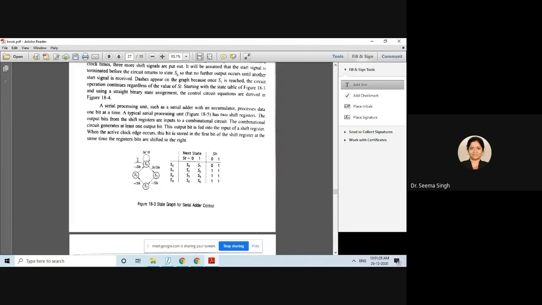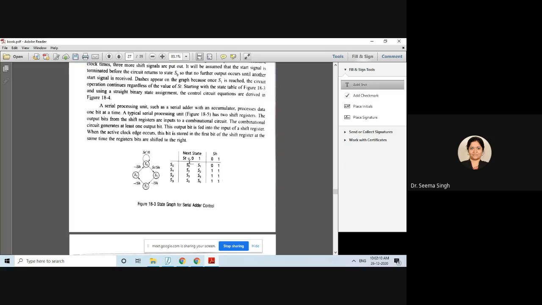So this state graph is only talking about the shifting operation. Adding and all is happening using a combinational circuit. We need not bother about that. But what is the role of the control circuit? The role of the control circuit is to control the sequential part of the circuit. Sequential part means it has to shift, it has to go to the next state, and all that is the operation of the control of the sequential machine. The combinational circuit, adding, will do its job, the D flip-flop will do its job. So this is only about the control circuit.